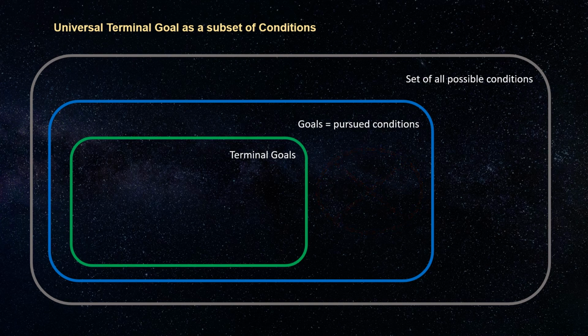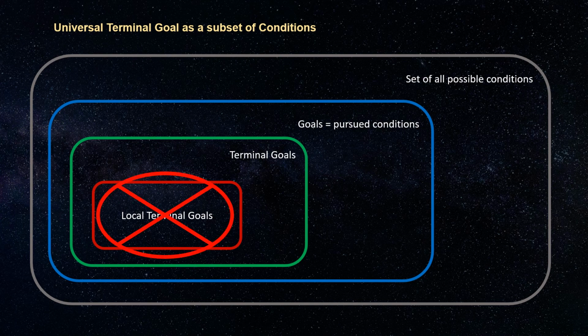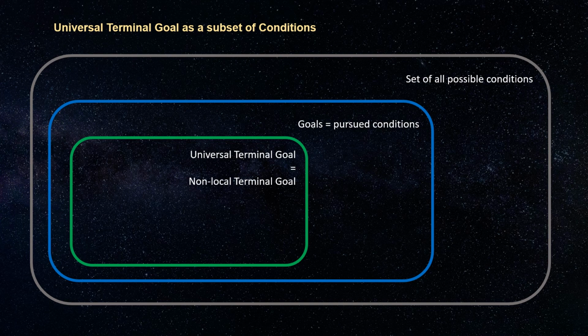We may be tempted to go further from this point to draw a subset of terminal goals, which would be a set of local terminal goals. For example, a terminal goal of a particular individual, organization, tribe, nation, species, or even life form. But this is what's forbidden by the word universal in the term universal terminal goal. It's the stoppage instruction to prevent us from going any further. What we have left as the universal terminal goal is a non-local terminal goal.